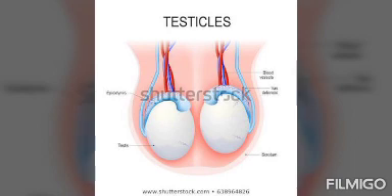Next point, interstitial cells or Leydig cells are embedded in the soft connective tissue surrounding the seminiferous tubules. These interstitial cells are endocrine in nature and secrete androgens, namely the testosterone hormone.